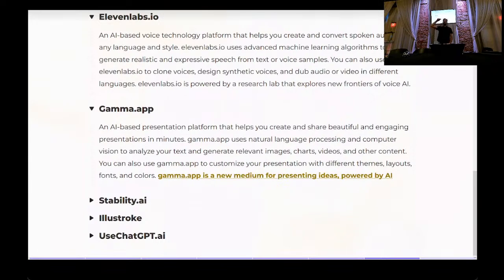Gamma.app is an AI-based presentation platform, so you can give it a full text outline of what you want, or you can just give it an idea, and it will go and create a full illustrated presentation. That's what this presentation was created on, Gamma. So if you hate creating or designing PowerPoints, you can now skip that whole process.